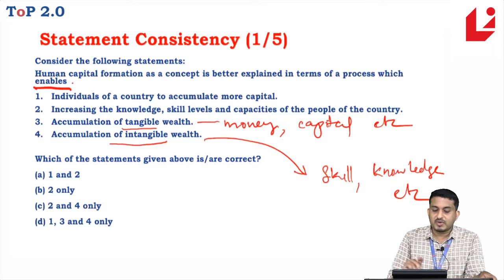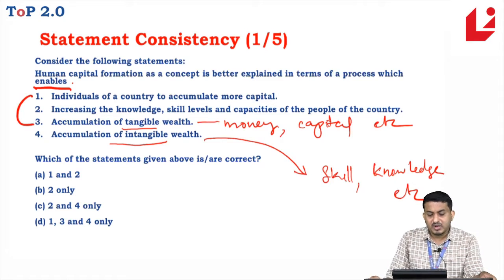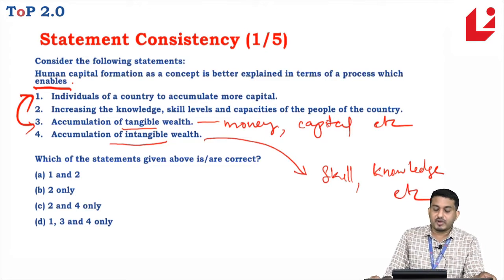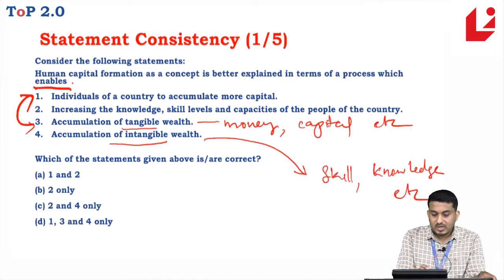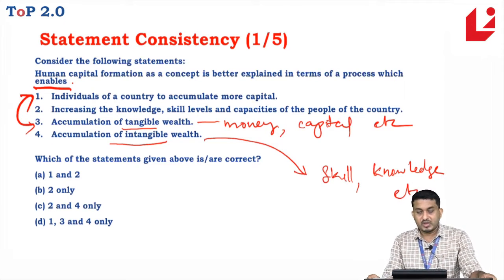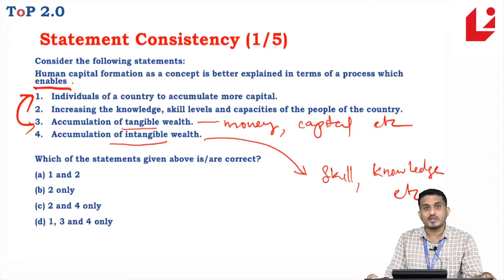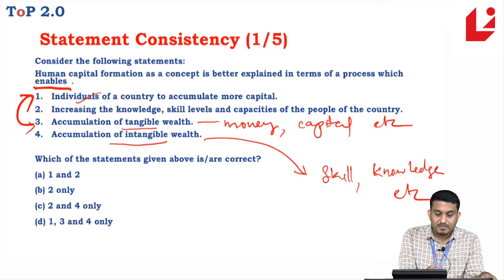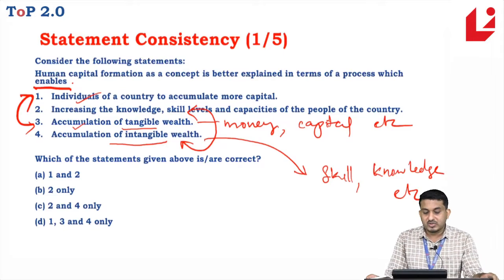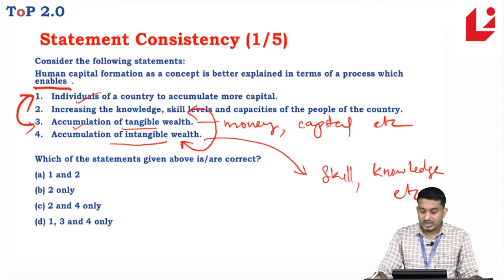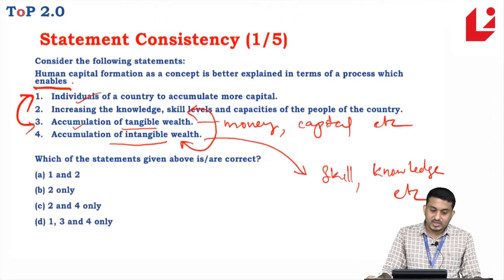Now you compare statement 1 and statement 3. Statement 1 is talking about individuals of a country accumulating more capital, accumulation of tangible wealth. That means 1 and 3 are consistent with each other. If 1 is right, 3 should also be right. Now if you compare 2 and 4, 2 is increasing the knowledge, skill levels, capacities. 4 is accumulation of intangible wealth. 2 and 4 are consistent. If 2 is correct, 4 also should be correct.